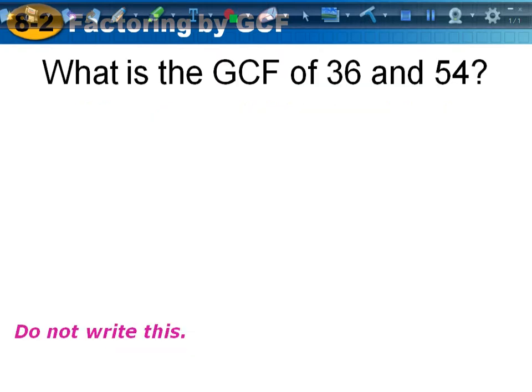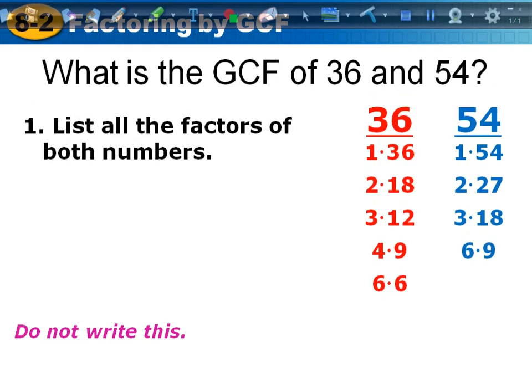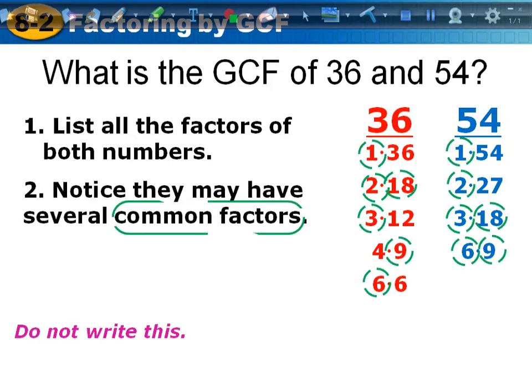It says, what is the GCF of 36 and 54? It says, do not write this. We're going to list all the factors of both numbers. So I can look on my factor sheet and find 36 and 54, and I look at all the factors that are listed there. They have a lot of factors in common. They have a 1, a 2, a 3, a 6, a 9, and an 18 in common.